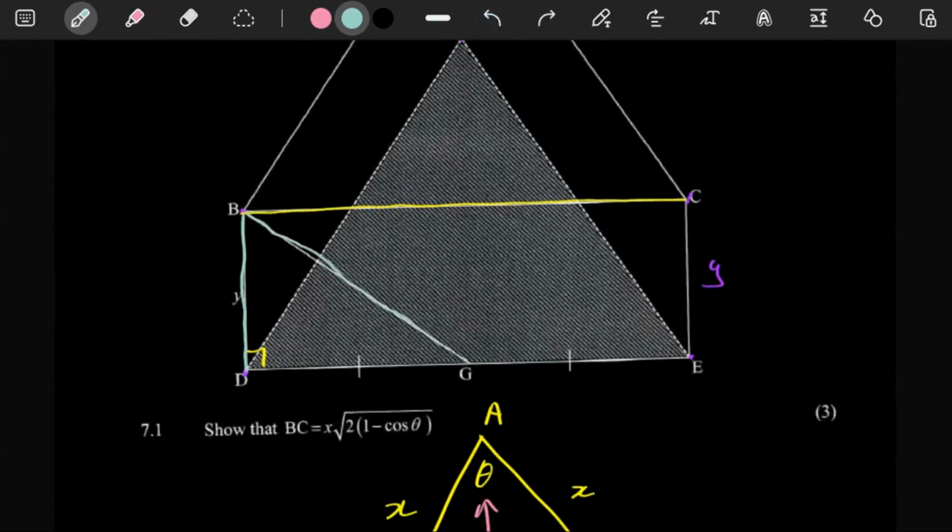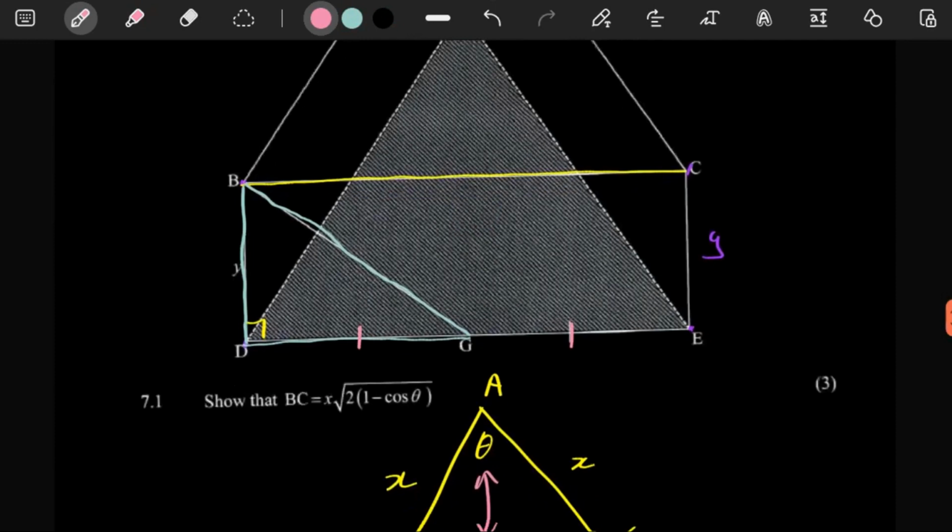So let's see here. BG, the way it is, meh. The fortunate thing is, remember, BC is the same as DE. So whatever we got for BC, we can just cut it in half, and we will have DG. Because this is half, and then BC is the same as DE. So let's see what we can do.